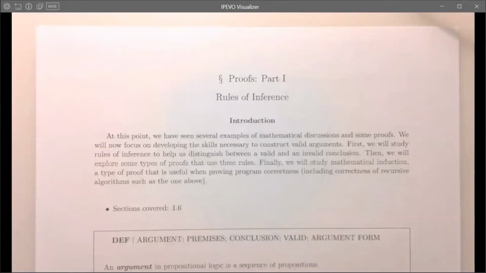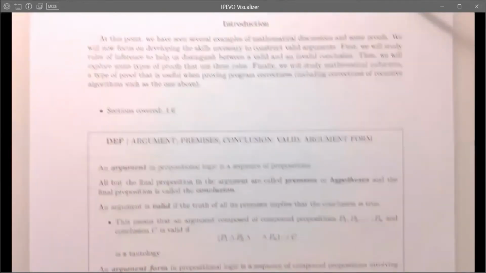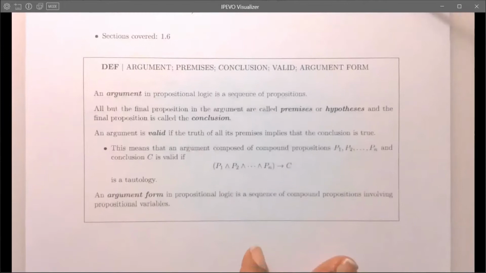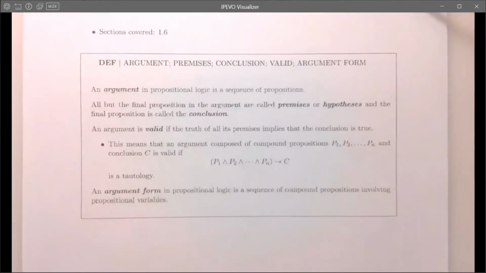First, we're going to take a look at how the rules of inference help us distinguish between a valid and invalid conclusion. Then we're going to take a look at some common types of proofs that use these rules of inference. And then finally, we're going to take a look at mathematical induction and strong mathematical induction. This type of proof is useful when we're trying to prove the correctness of an algorithm, in particular those algorithms that have recursive definitions in them. So let's get started, and we'll do so by taking a look at these next definitions.